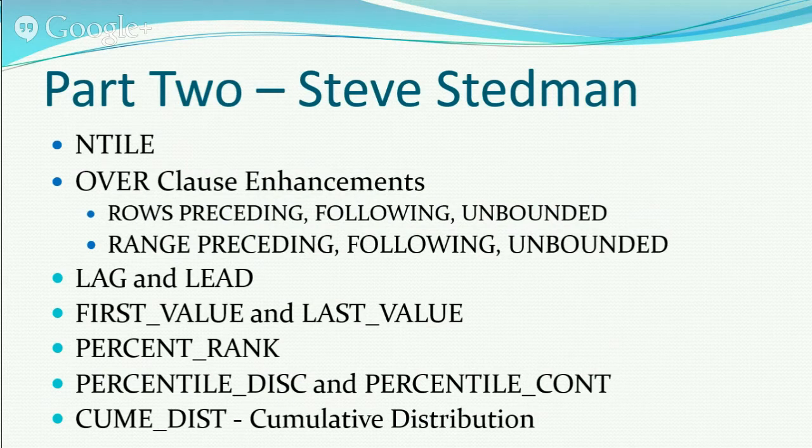We'll look at LAG and LEAD, which is a way of saying I want to look at the row in the result set and the row just before that, or the row just after that, which is really interesting because prior to LAG and LEAD, that was a very difficult thing to do, with some nasty joins and whatnot. We'll take a look at FIRST_VALUE and LAST_VALUE, in regard to the windowing functions. Then we'll jump into PERCENT_RANK, which is similar to what Aaron just covered on rank, but we'll look at how that differs. And then PERCENTILE_DISC and PERCENTILE_CONT. And then we'll take a look at the cumulative distribution.